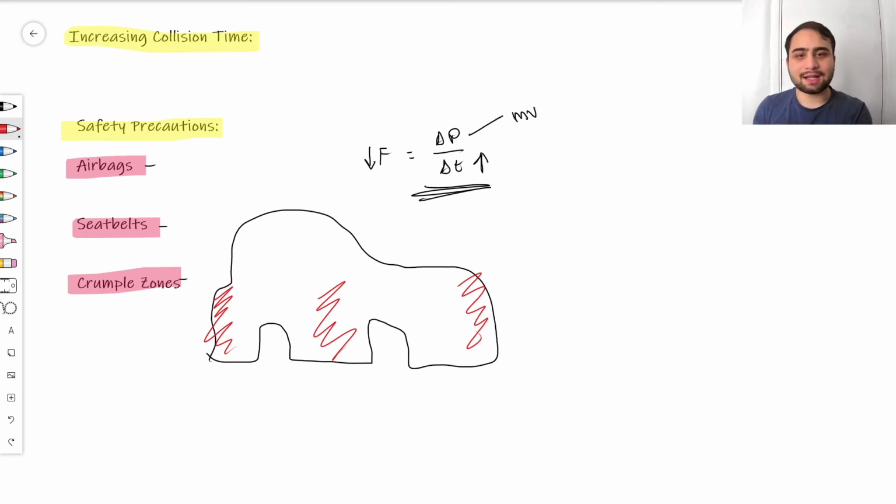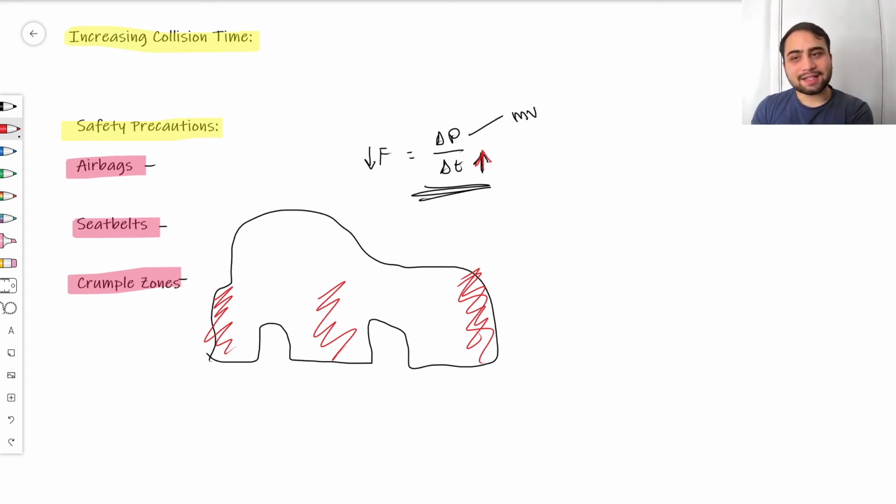So instead, these crumple zones are designed to bend on themselves and crumple inwards, allowing the cars to stay in contact for the longest amount of time. And so the contact time increases, overall change of momentum decreases, and so the force felt by the occupants also decreases.